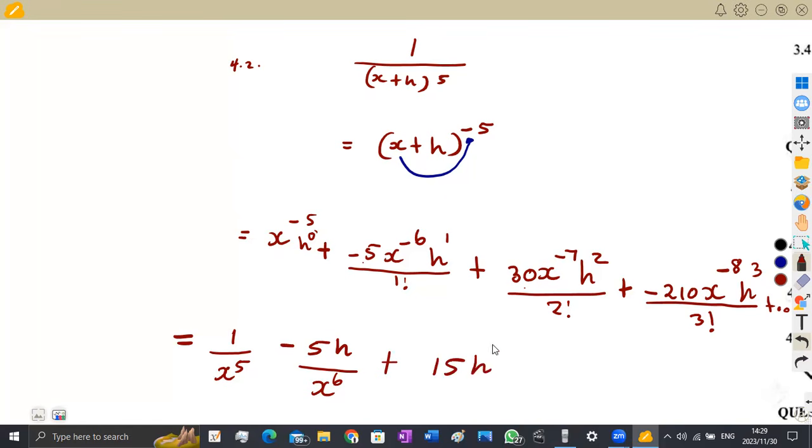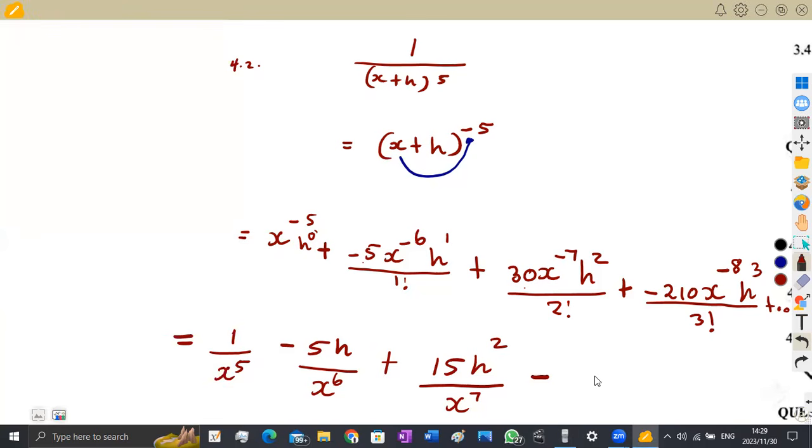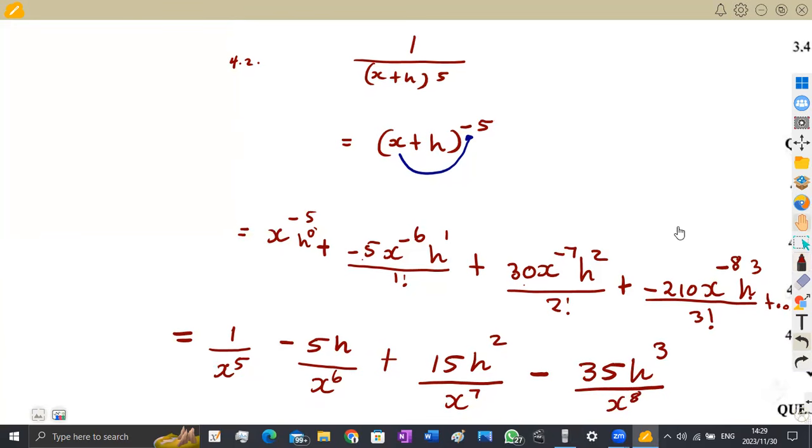h is carrying a positive. h squared is positive, but x is negative, so you write it in the denominator as a positive, x to the exponent of 7. The same thing, negative 210 divided by 3 factorial on the last part, is going to give us negative 35. So that is going to be negative 35h to the exponent of 3 over x to the exponent of 8, and so on.